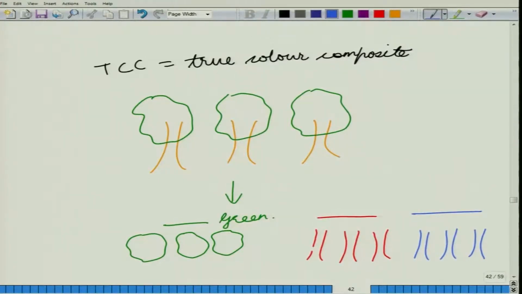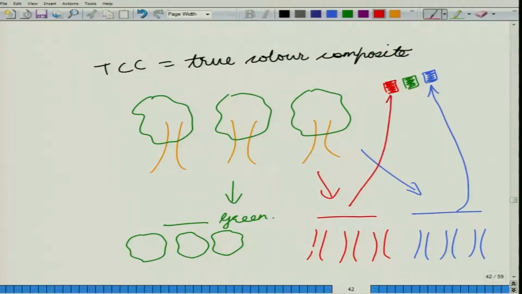Now, when you project this image on, say, your computer screen, and suppose in the case of your computer screen you have pixels that can show red, green and blue. Now, if you fed this blue channel information to the blue pixels, the red channel information to the red pixels and the green channel information to the green pixels, then it would give you a TCC.